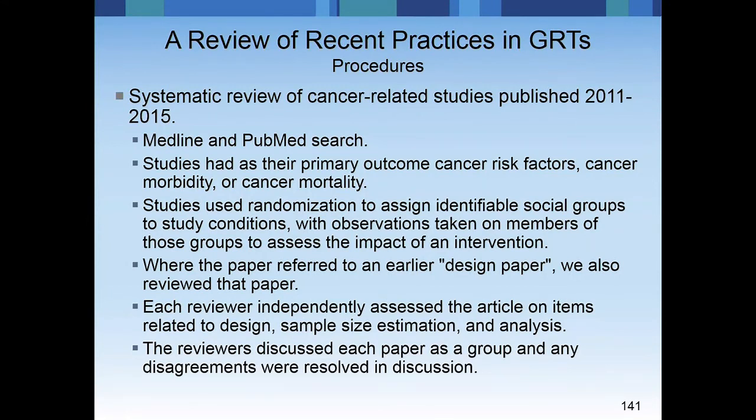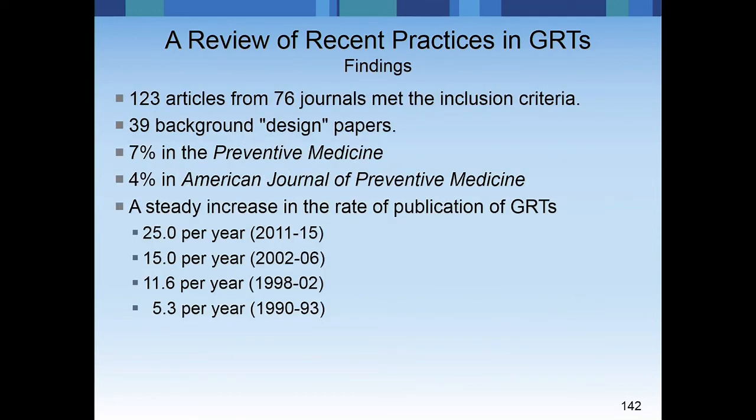Each reviewer, and we always had 3 working on each of the papers, independently assessed the article in terms of design, sample size calculations, and data analysis. The reviewers then discussed each paper as a group and resolved any disagreements during that discussion. We identified 123 articles from 76 journals that met our inclusion criteria. There were an additional 39 background or design papers.